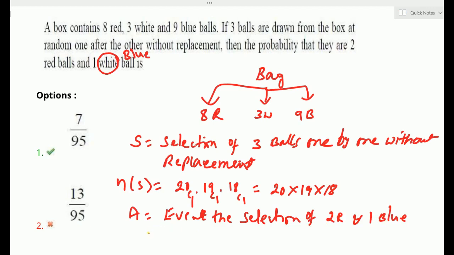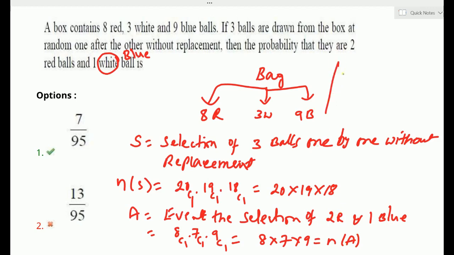So 2 red, total reds are 8. 8 నుంచి ఒక red 8 C1. Again we cannot mix it back in. Now the second red is 7 C1. అంతే కదా. Now 2 red 8 C1, 7 C1 over. Now 1 blue, that is 9 C1. So this resultant is 8 into 7 into 9. This is taken as n of A. So n of A is the selection of 2 red and 1 blue, one by one without replacement. Okay, n of A we have, n of S we have.